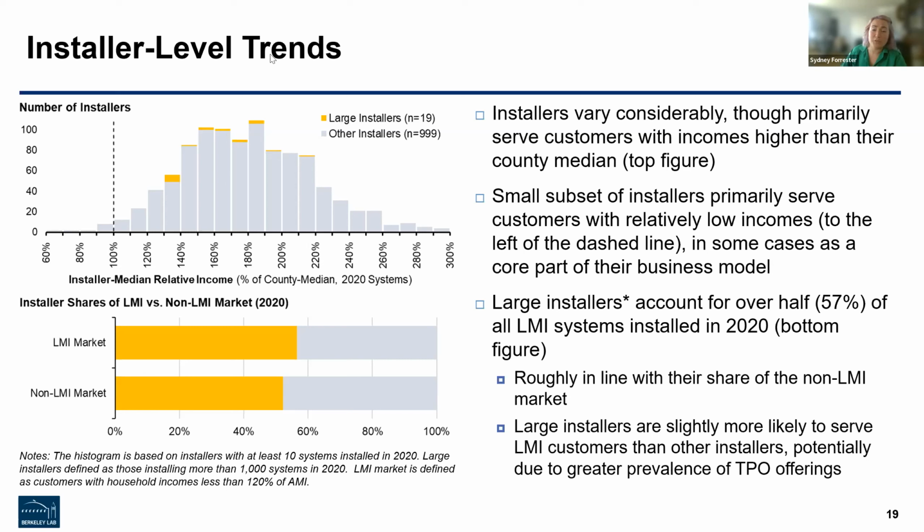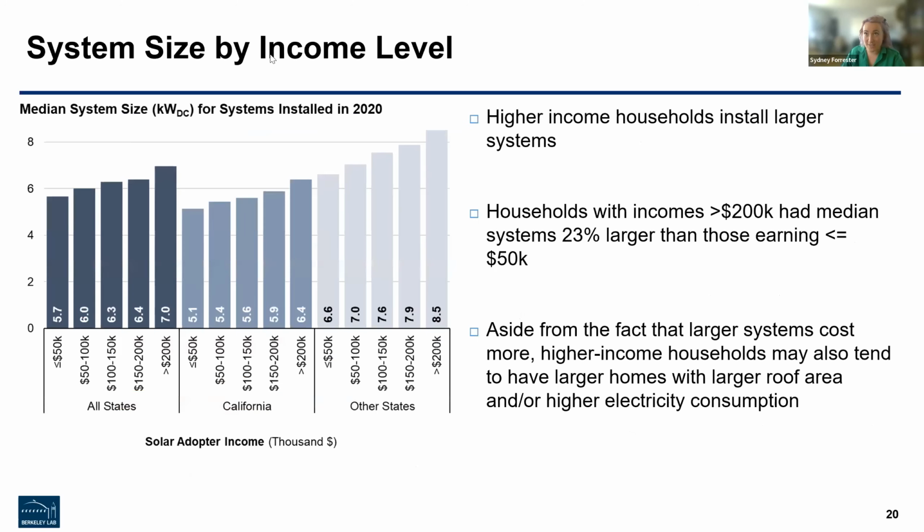So moving along quickly to system size, and this is fairly intuitive, but essentially the takeaway here is that as you increase income, you see larger system sizes. And we broke out California from the other states just to show that this is true across all of the geographies for the most part.